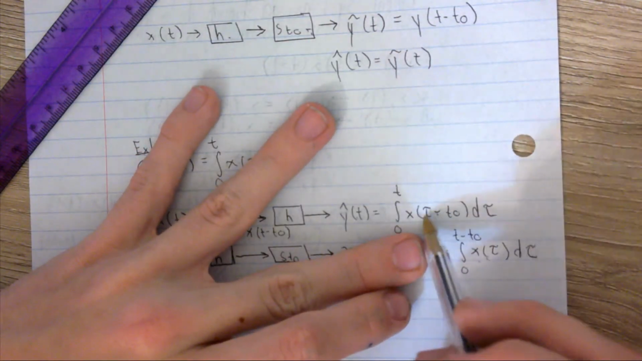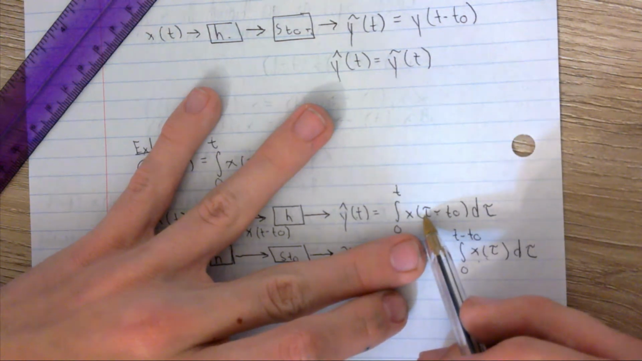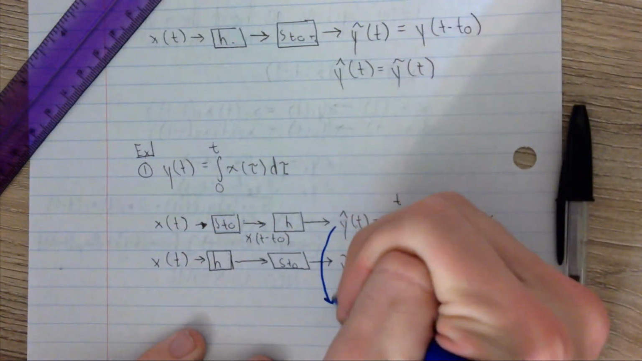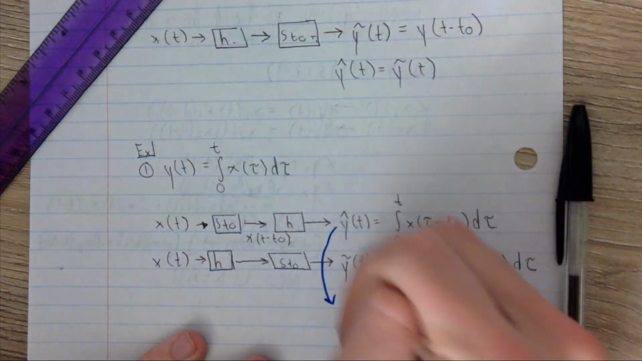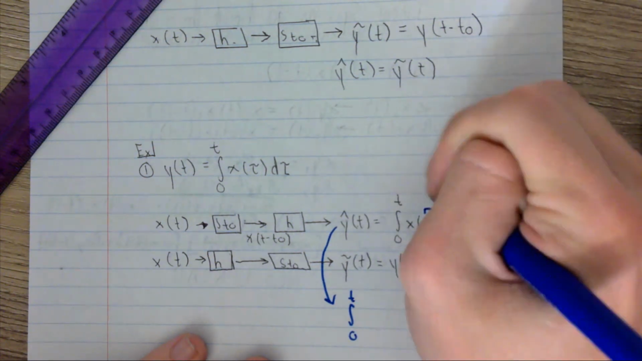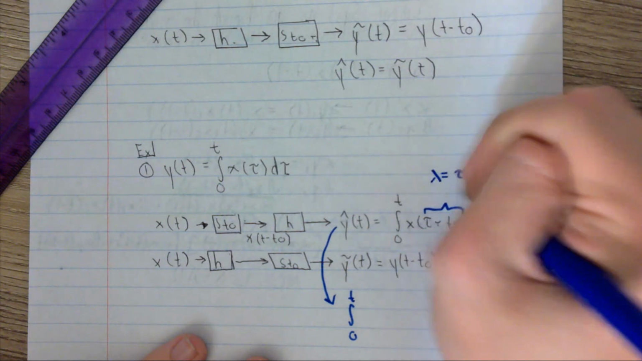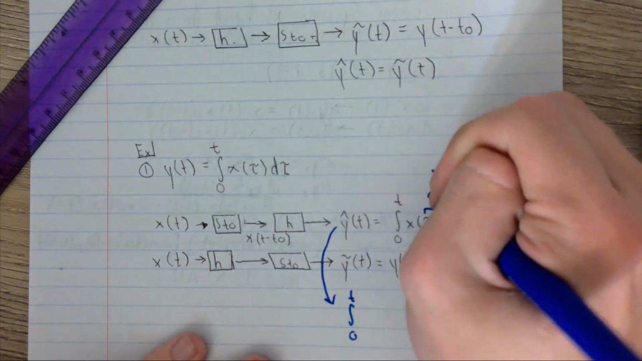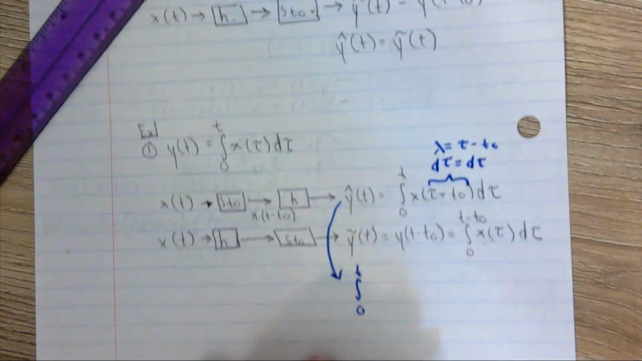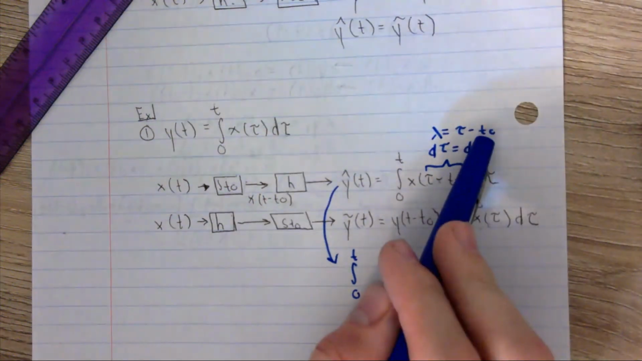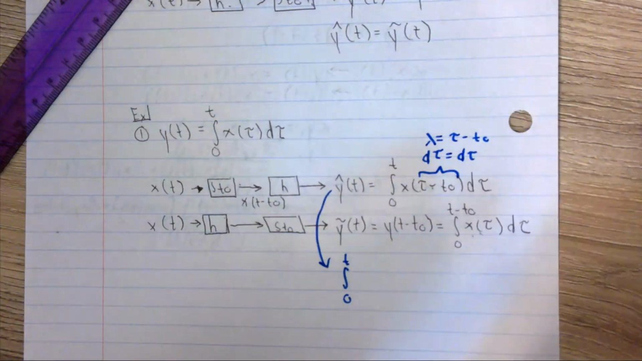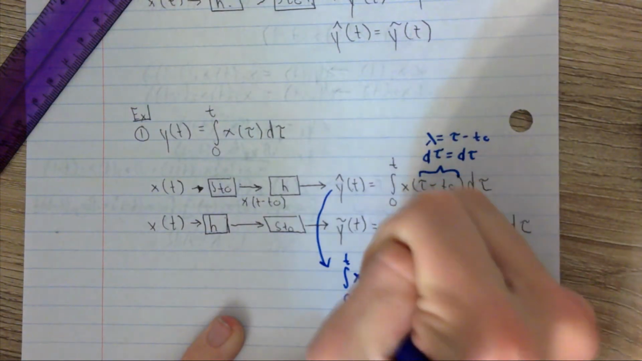However, let's substitute into this one. And so I'm going to rewrite this one as 0 to t. And then what I'm going to do here, I'm going to say lambda is equal to tau minus t0. Then d lambda is equal to d tau. Since t0 is a constant, we don't need to worry about it when we take the derivative of a constant, it's just 0. So it's 0 to t, and then it's going to be x of lambda d lambda.